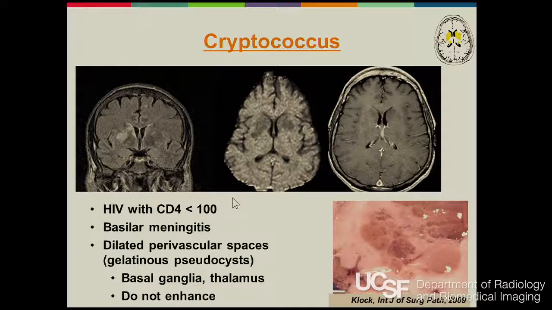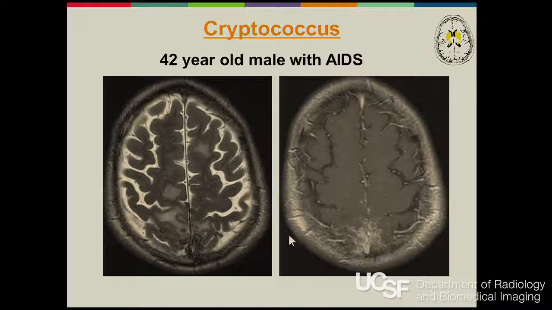This is an opportunistic infection, usually in AIDS patients who are severely immunocompromised with CD4 counts under 100. You'll see a basilar meningitis, and the gelatinous pseudocysts are often present, as we discussed. You don't always have to have those.